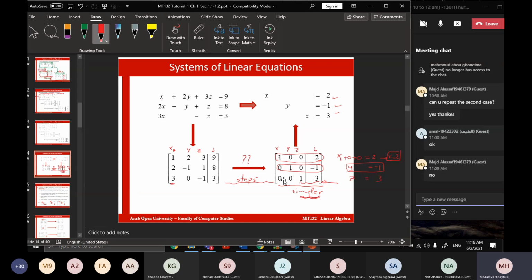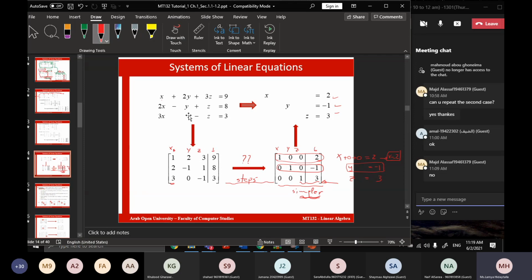Since this system is equivalent to that system, what do I expect? I will expect that this solution is a solution for that system as well. If you substitute it, you will find that it will solve the system, or this one will be equal to 9 when you substitute for x, y, z, and so on. Clear? So what is our task here?